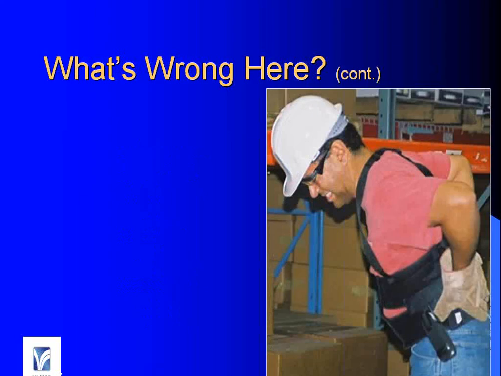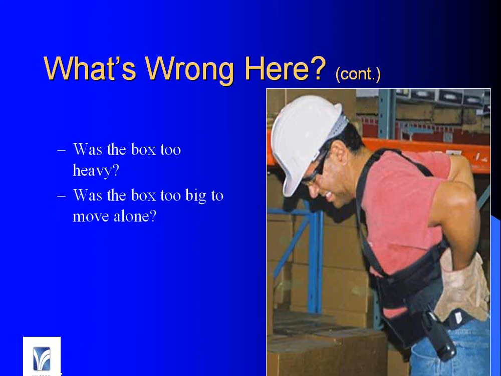What went wrong in the scene you just saw? Could the employee have prevented his injury? First of all, the box was probably too heavy. Although he tried to avoid lifting it by standing it on its end, 100 pounds is too heavy a load for most people to handle. Second, the box was probably too big to move alone. A 6-foot box may be too big and awkward to grip and handle without help.